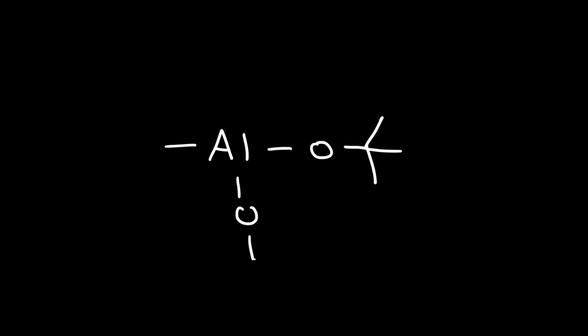Lithium tri-tert-butoxy aluminum hydride looks like this. We have an aluminum atom with 3 tert-butoxy groups attached to it, and 1 hydride ion. So that's how it looks if you want to see a picture of it.